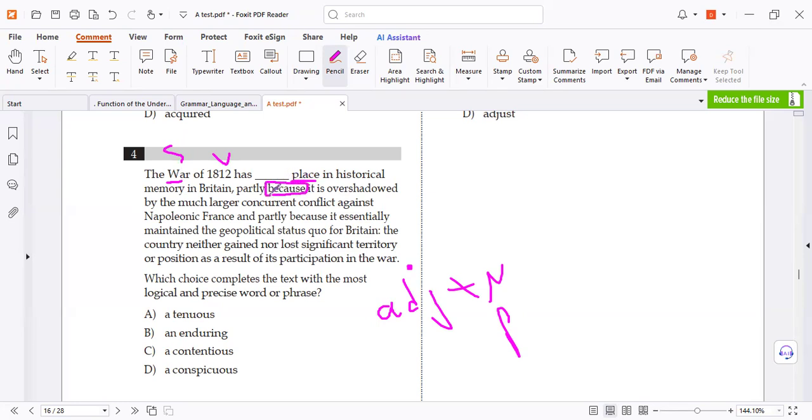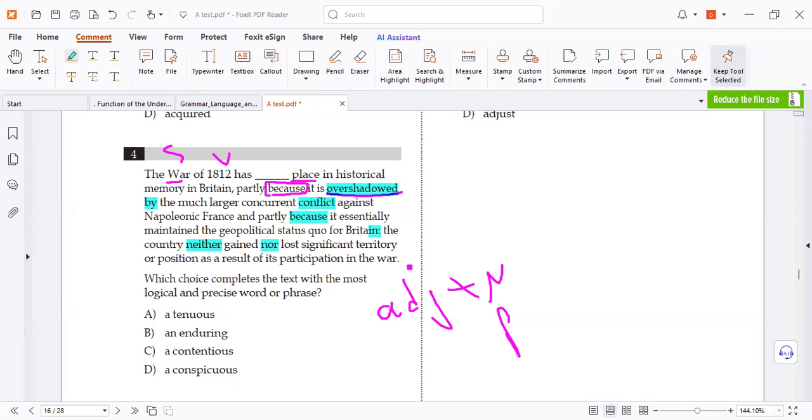because of cause and effect. Because it is overshadowed. What does overshadow mean? Imagine you don't know. He said by another reason why it's overshadowed: because of a much larger concurrent conflict against Napoleonic France, and partly because they essentially maintained the geopolitical status quo for Britain. The country neither gained nor lost. If you neither gained nor lost, it means you are in neutral. So what does that mean? Enduring, it keeps it for a longer time, does not make sense.